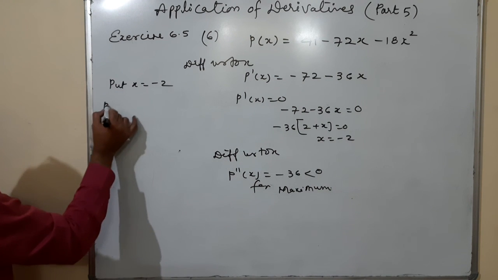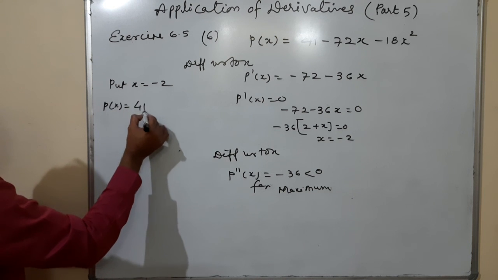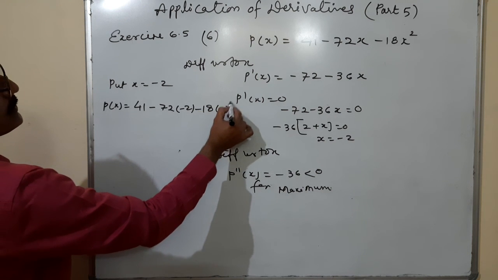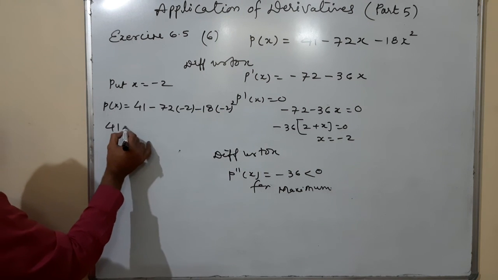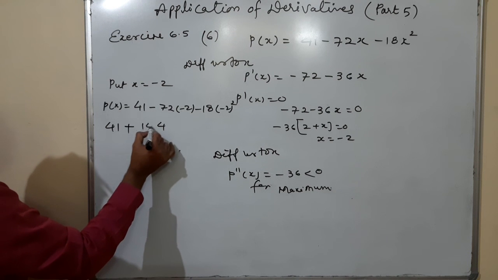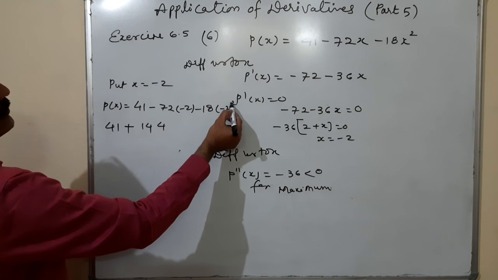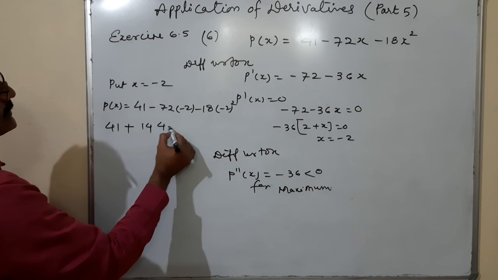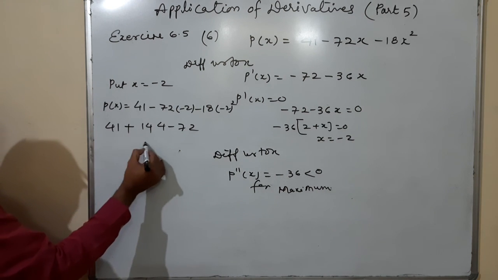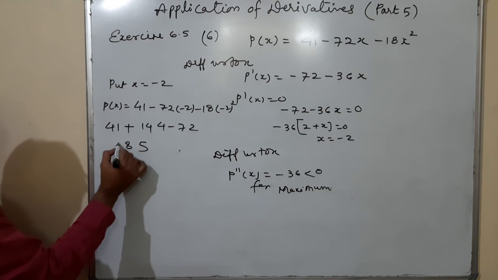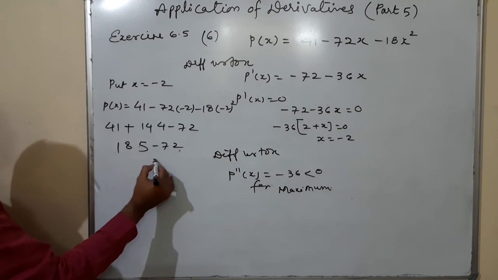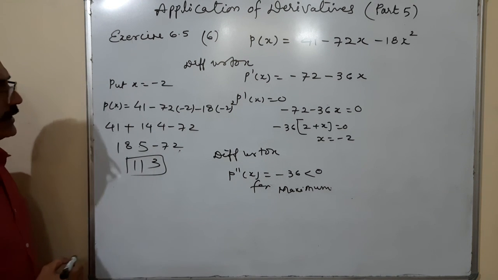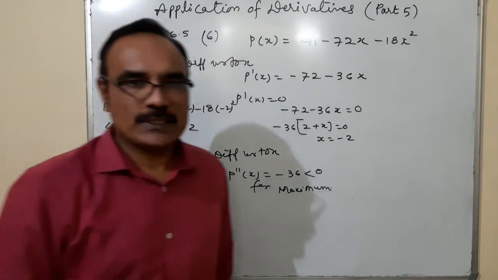X is equal to minus 2. P of x is equal to 41 minus 72 into minus 2 minus 18 into minus 2 square. 41 plus, 2 2s are 4, 7 2s are 14, this is 2 2s are 4 and 17 4s are 72 with minus sign. So it is 185 minus 72, which is 113. So at x is equal to minus 2, the profit is 113.